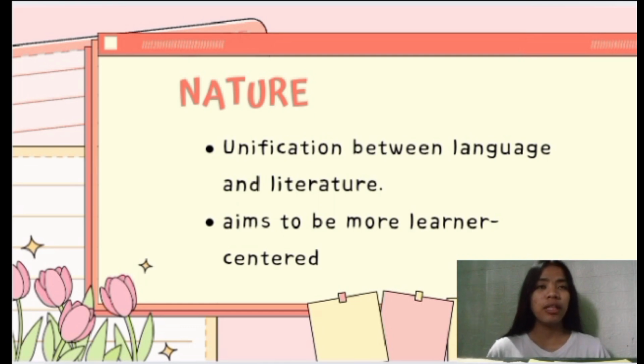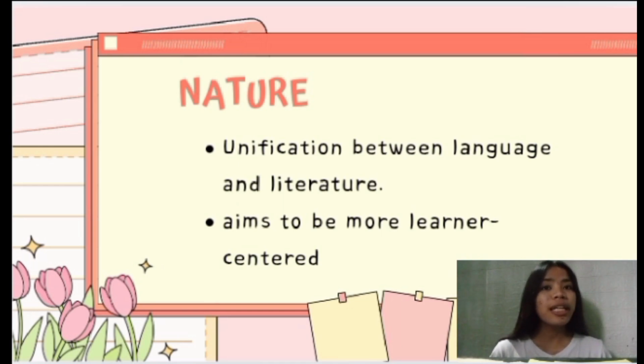So language model enables learners to access a text in a systematic and methodical way in order to exemplify specific linguistic features. Example, the literal and figurative language, the direct and indirect speech. So in literature, we have denotation and connotation, right? When we say denotation, that is the literal meaning of the word, while the connotation is the figurative meaning, the deeper meaning of the word.